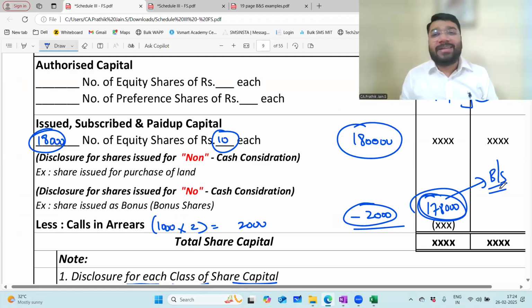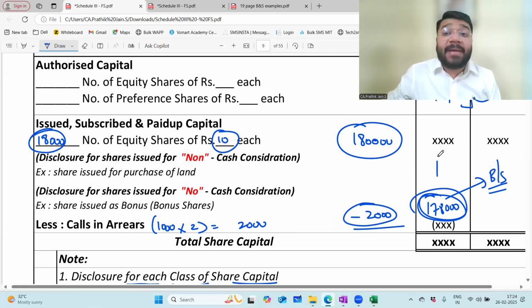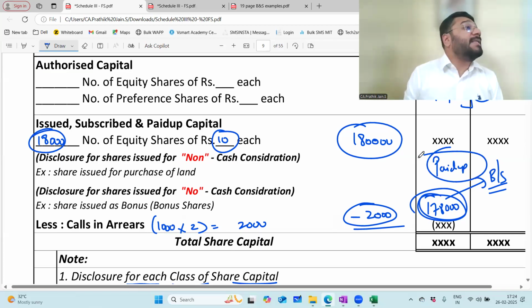It's a million dollar question. Is the dividend paid on the face value or do we pay on the paid up value? It is always and always paid on the paid up value. The dividend is always paid on the paid up value. It is never on the face value. The logic of that you will understand in some time.